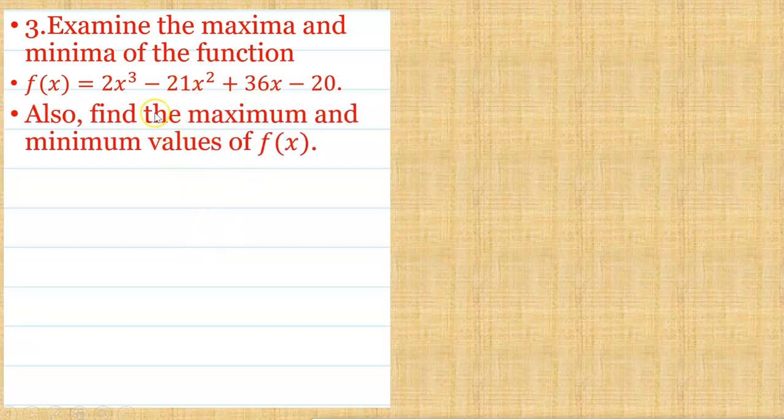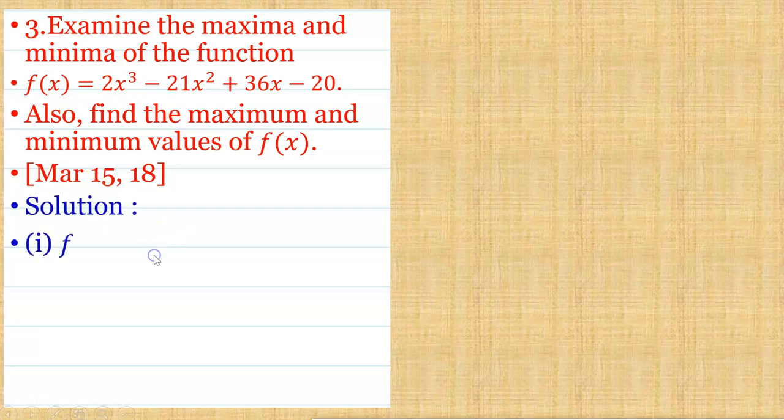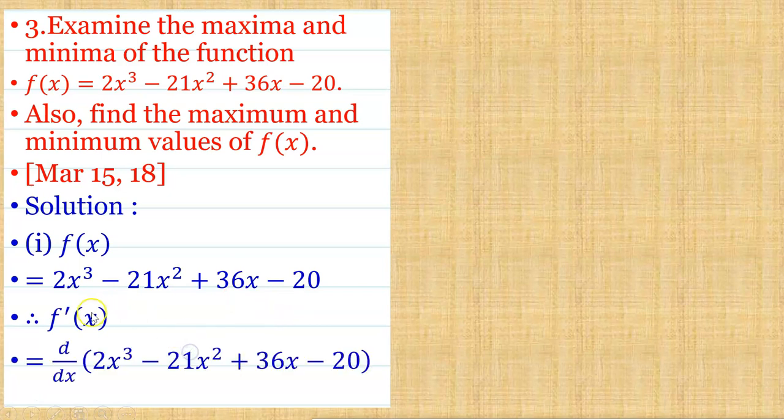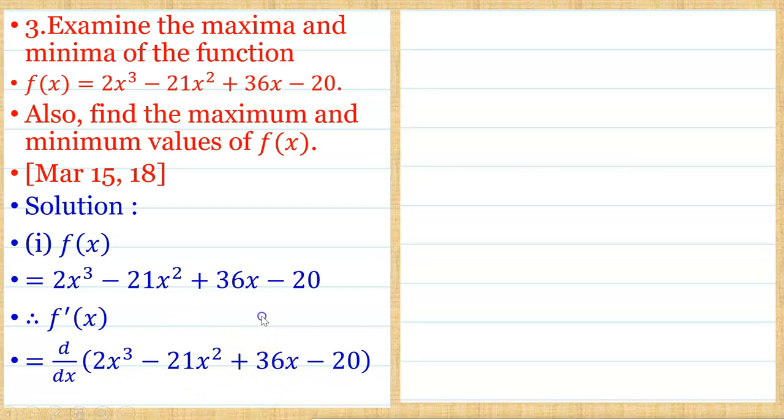Now the next problem: examine the maxima and the minima of the function f of x is equal to 2x cube minus 21x square plus 36x minus 20, and also find the maximum and the minimum values of f of x. Very simple problem. It is a very simple problem, asked in March 15 and 18. Now first, f of x is equal to 2x cube minus 21x square plus 36x minus 20. We will find its first derivative. And here d/dx of 2x cube minus 21x square plus 36x minus 20.